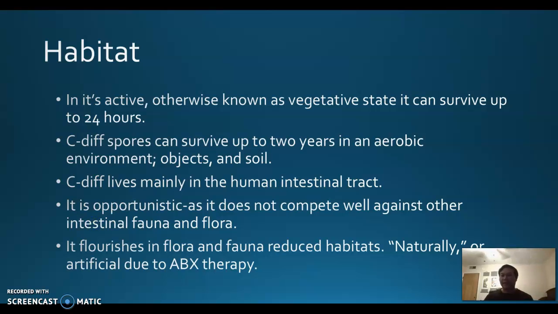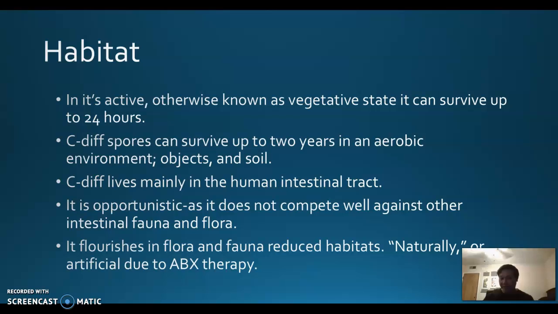So regarding its habitat, C. diff has two states: a vegetative state, which is an active state. In this state, it can survive outside of the host for about 24 hours. In its spore state, it can survive up to 2 years in an aerobic environment, such as objects, soil, and things like that, anywhere out of the body. But mainly for it to survive, for it to live and to thrive, C. diff lives mainly in the human intestinal tract.